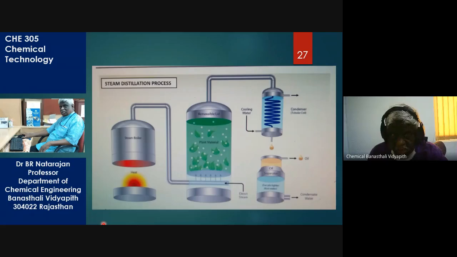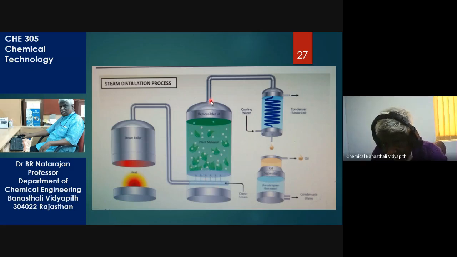Steam. This is a simplified process flow sheet. You can see the plant material is here. This is the main equipment. Then there is a removable lid, and this is a boiler from where the steam is generated, and the steam is sent to the plant material.